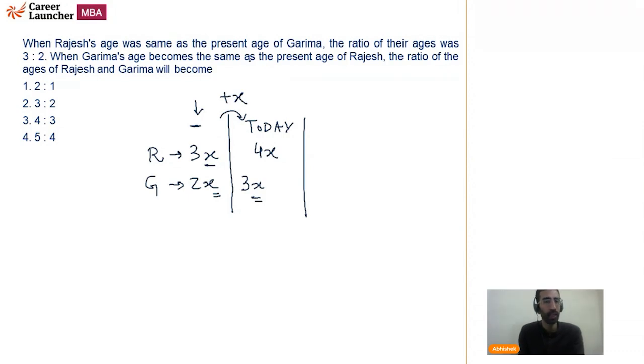When Garima's age becomes the same as the present age of Rajesh, so when in future Garima becomes 4x, that means we're talking about another x years in future. Rajesh will obviously also be x years older, so Rajesh will be 5x.